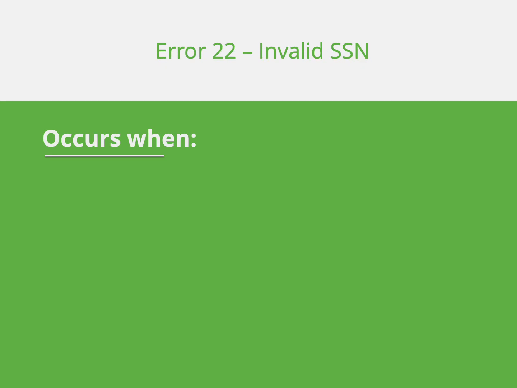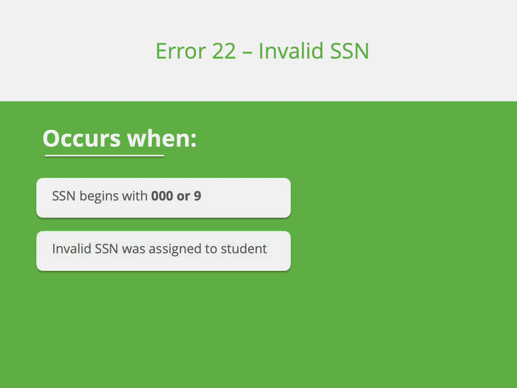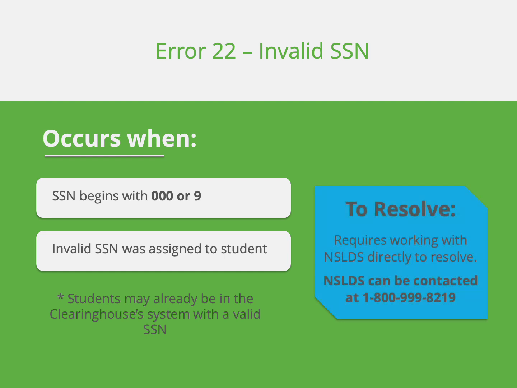The first scenario for SSCR Error Code 22 is for students who are requested by NSLDS under an invalid SSN. These invalid SSNs typically begin with a 000 or a 9 and were assigned to the student. Students in this situation may already be in the clearinghouse system under their valid SSN. However, because NSLDS is requesting this student under an invalid SSN, we cannot send the enrollment to them. SSCR Error Code 22s for students with an invalid SSN require working with NSLDS directly to resolve.